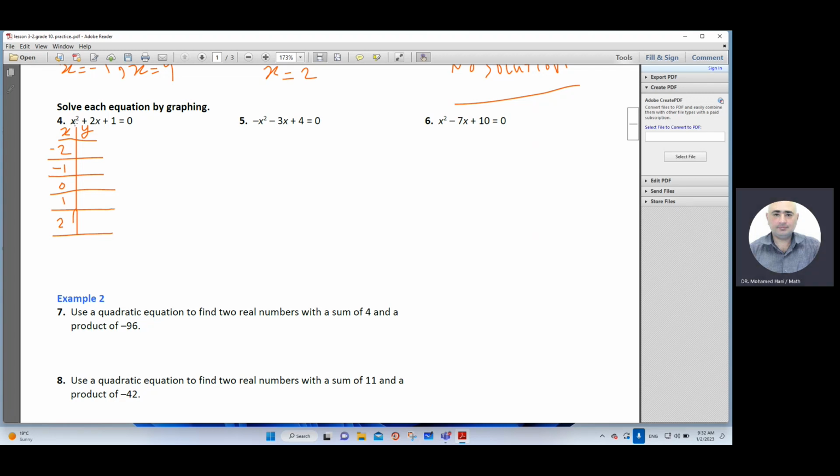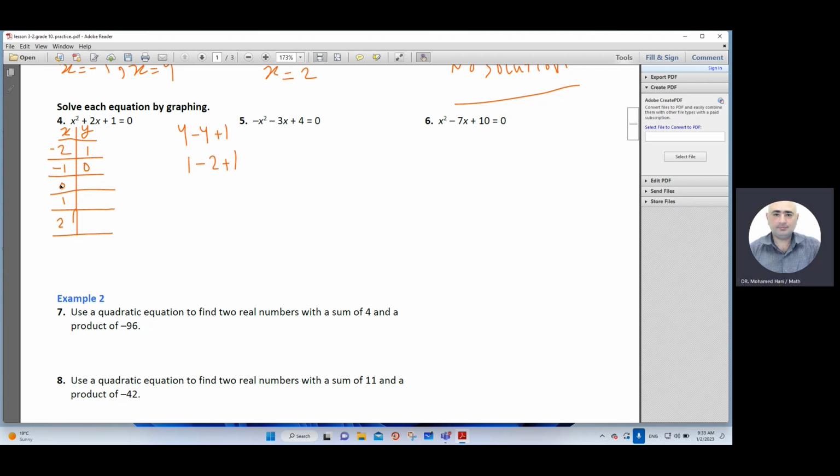So -2 squared means 4. 2 times -2 will be -4. Plus 1. 4 minus 4, 0. Remains 1. So the y-value here is 1. And if you have -1, take the value of x, -1. -1 squared means 1. 2 times -1 means -2. Then plus 1. 1 plus 1, 2. 2 minus 2 will be 0. So the y-value here will be 0.